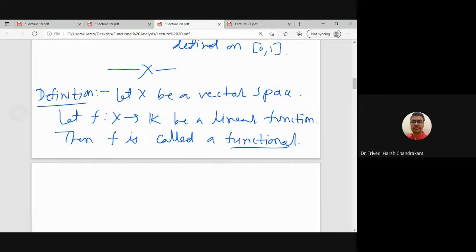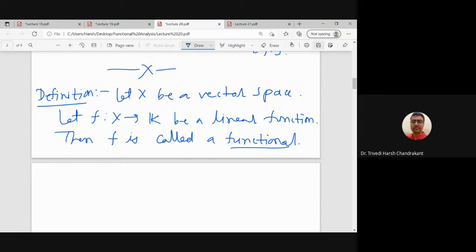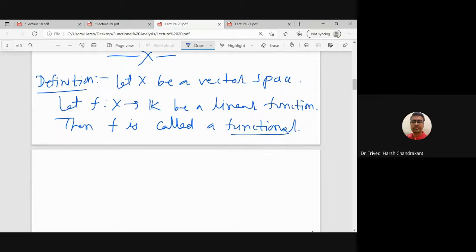And the question is, what are the examples of functionals which are continuous? So usually, if you recall from linear algebra, functionals are important to study the dual spaces. So dual space means the set of all homomorphisms from X to the set of real numbers. So to study the dual spaces, we need functionals. So let us see some examples of functionals which are continuous as well as discontinuous.